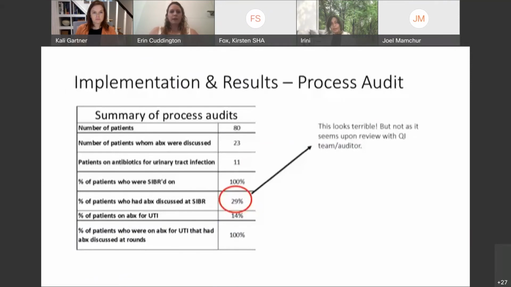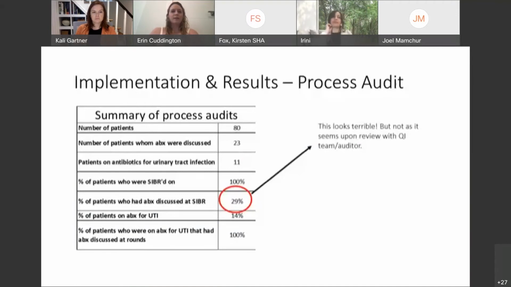Due to multiple delays, as I think everybody else has had, we were only able to get very preliminary data collection, and it was mostly a process audit for the first PDSA cycle that we put in place. One of the surprising things was that it looked like we didn't have very many antibiotics that were discussed at our bedside rounds, which of course was surprising.